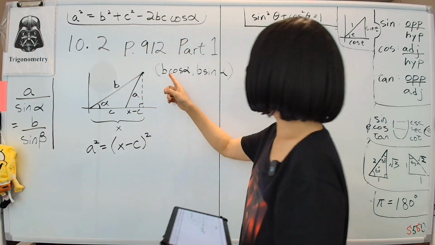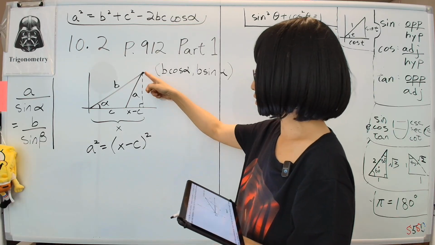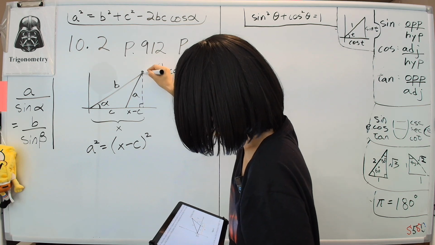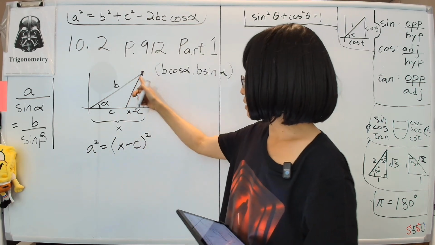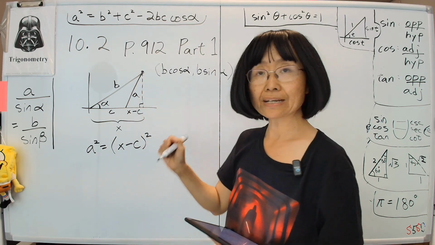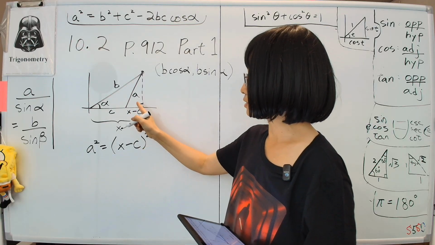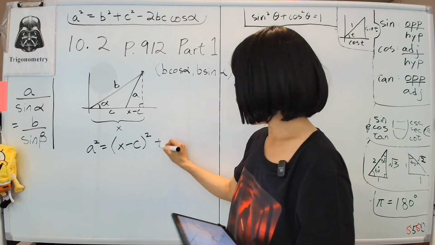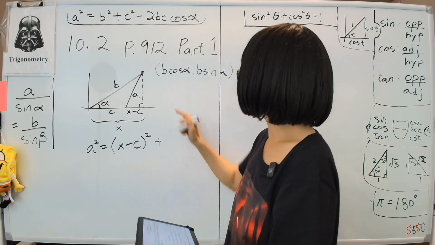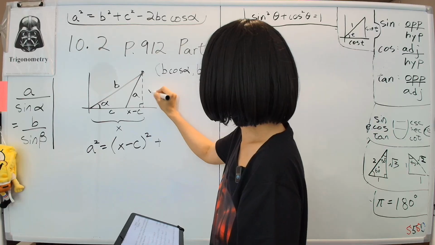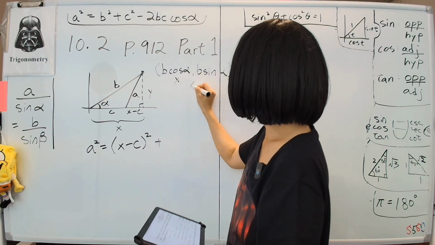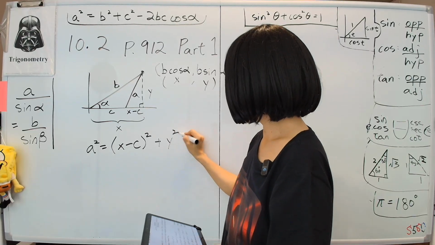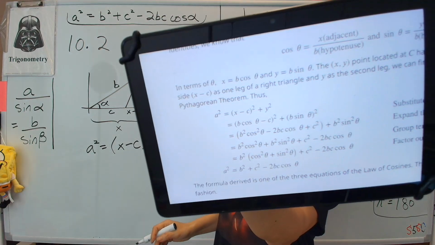There. So the coordinate of this point is b cosine alpha and b sine alpha. I'll draw the point a bit bigger. Considering this little right triangle and applying the Pythagorean theorem, a squared will be x minus c squared plus y squared, because the vertical distance we'll call y. In other words, this is x and this is y. I'm just following exactly what your book is doing.